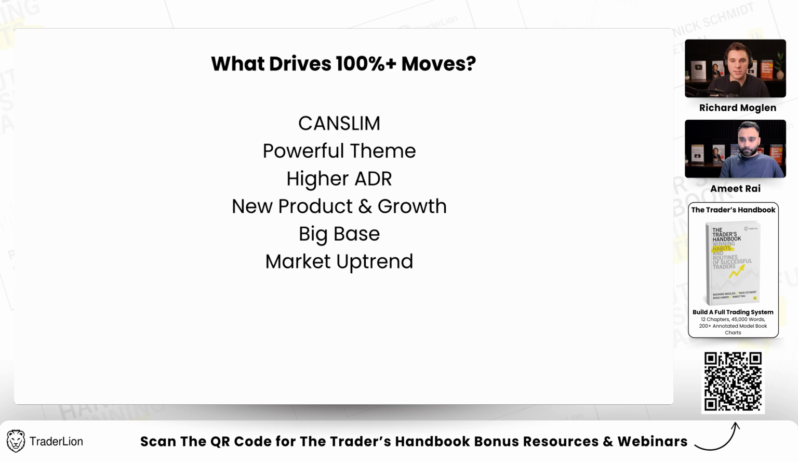Biotechs, oil and gas, those types of names are working right now, but that's more of a cyclical theme versus a growth theme. Higher ADR, we've talked about that a little bit. We want beta when we're in a trend.